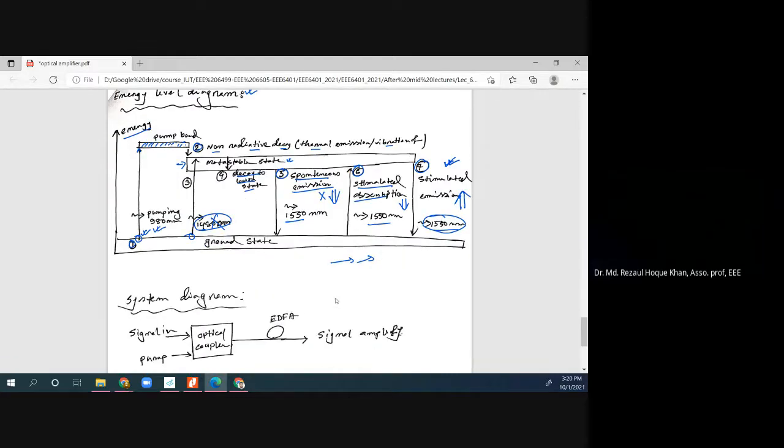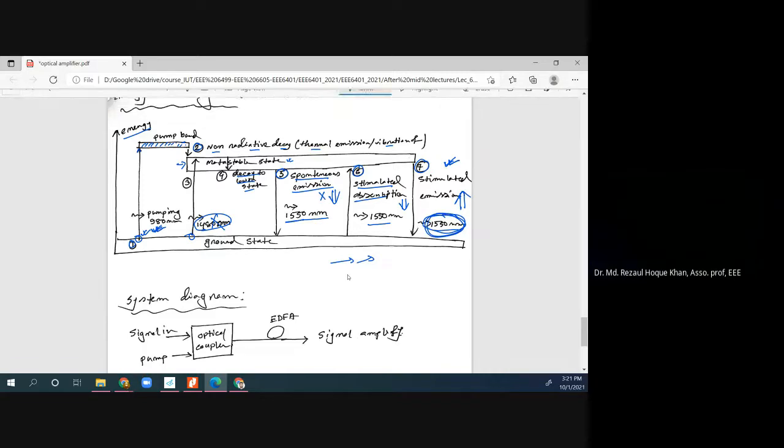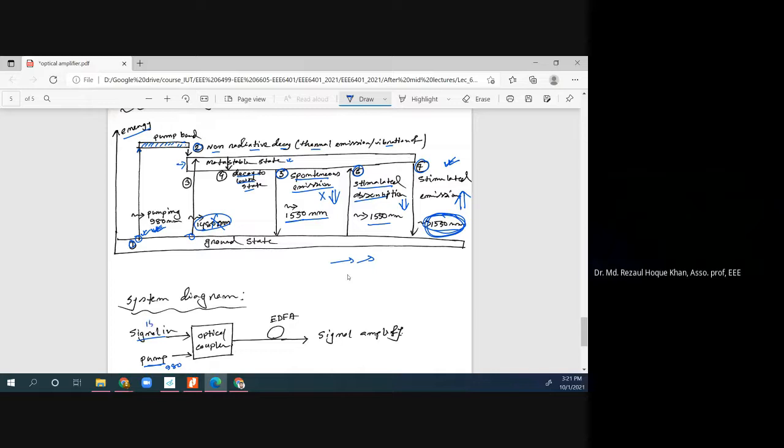Okay, so what happened? You choose a material in such a way that at 980 pumping will give you 1550 stimulation. It means your signal, which was actually your weak signal, will be amplified. Same thing: the pump is 980, and your signal is a weak signal, which is actually 1550. It goes to an optical coupler, meaning we combine these two signals, and you pass them through the EDFA.